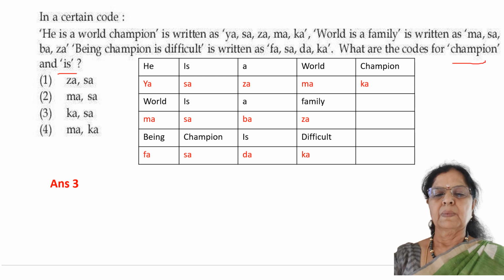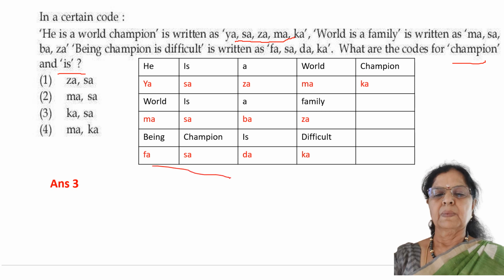So you make a column, you write the English sentence as it is. And opposite to that, you write the code words. So here we have got "he is a world champion." So write the codes as they are given. And the next sentence is "world is a family," and these are the code words. And the third sentence is "being champion is difficult," and you have copied the code words here.